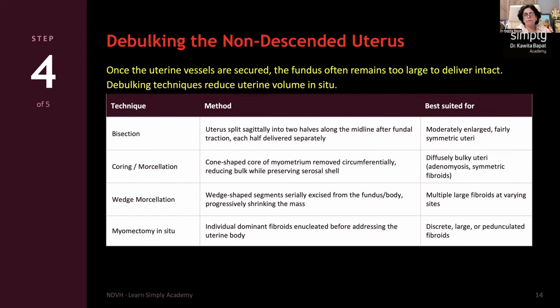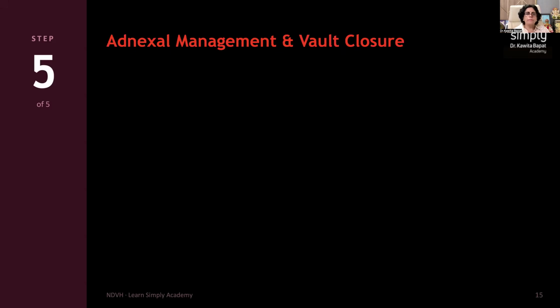Coring: a cone-shaped core of myometrium is removed circumferentially and reduced while preserving the serosal shell. It is needed in a diffusely bulky uterus, such as adenomyotic uterus. Wedge morcellation: remove wedge-shaped segments serially, excised from the fundus and body progressively, to shrink the mass. Then myomectomy: with multiple large fibroids at various sites, individual dominant fibroids are enucleated before addressing the uterine body. Discrete large pedunculated fibroids can be done the same way.